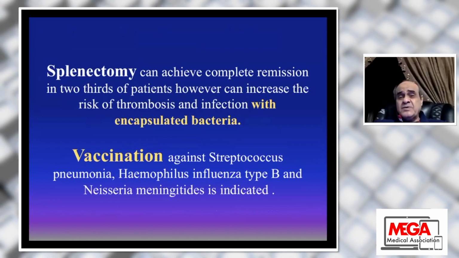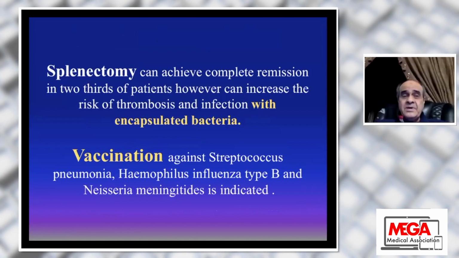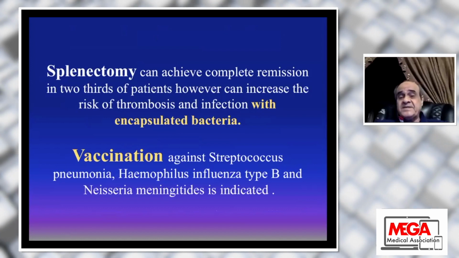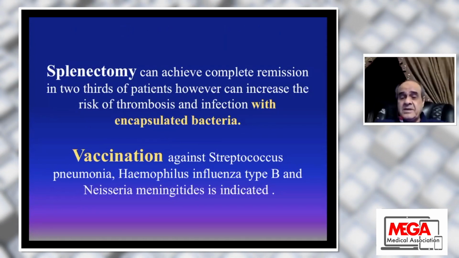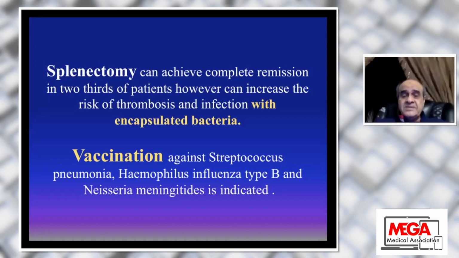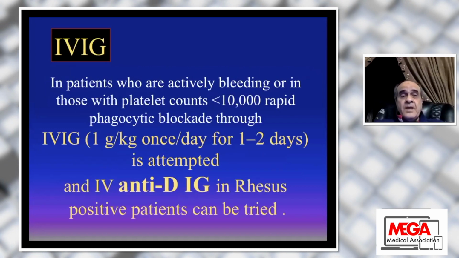Splenectomy is for cases of sequestration inside the spleen, as in cases of liver cirrhosis and the spleen. And if we perform splenectomy for refractory cases, we have to vaccinate the patient against Streptococcus pneumoniae and Haemophilus.